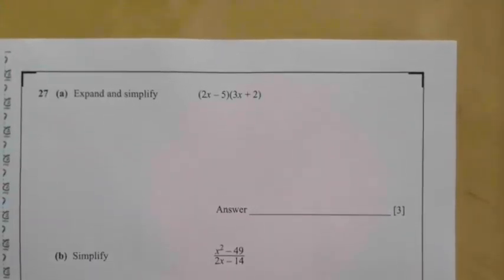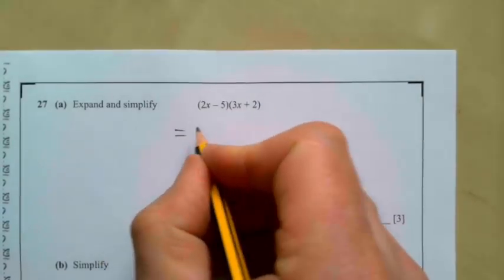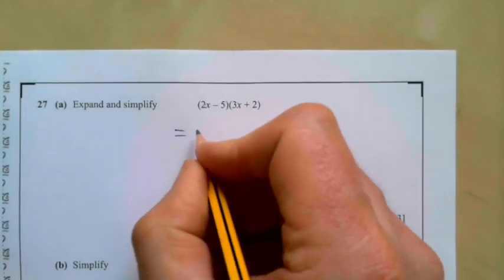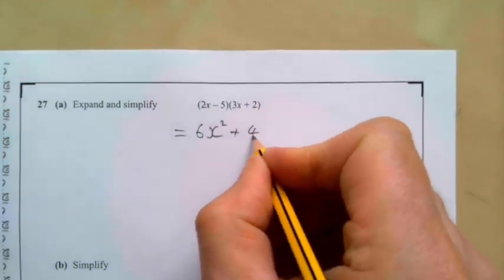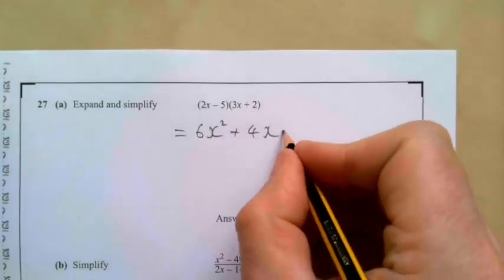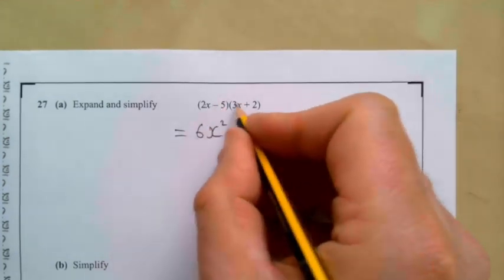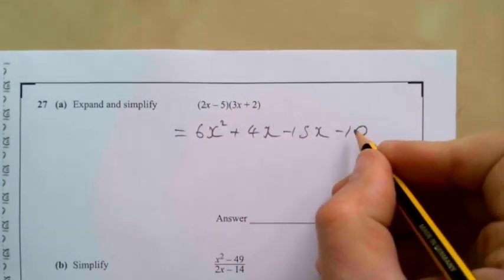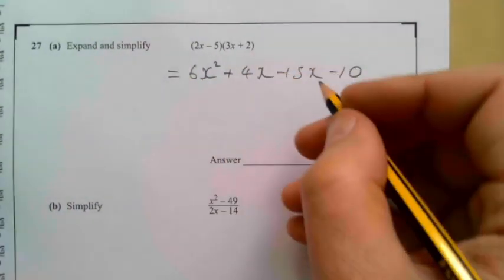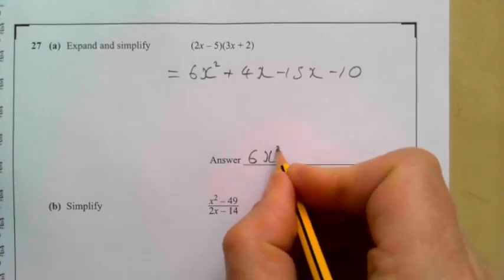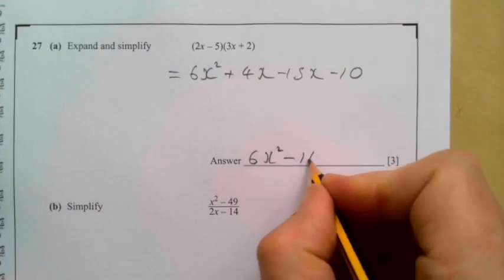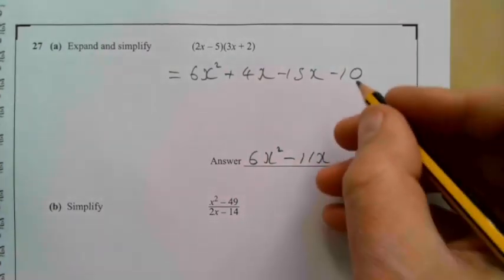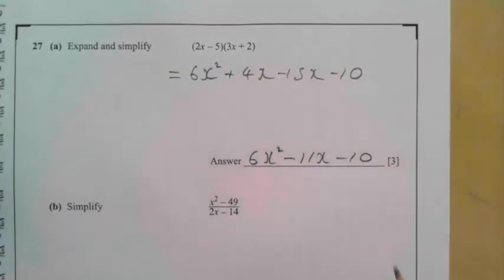Question 27. So 27a, I'm going to use FOIL for this. 2x times the 3x gives me 6x squared, outer plus 4x, inner minus 15x, and then take away 10, joining together my like terms. 6x squared minus 11x minus 10.